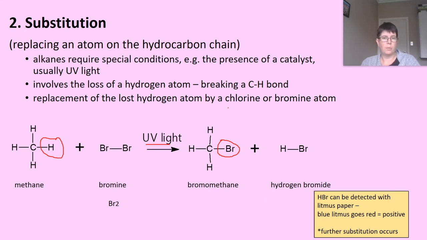and it could also happen with chlorine. So it could happen with Br2 or Cl2. And then you could carry on and replace other atoms on the molecule, so that's further substitution. A way of detecting whether this has happened is to use litmus paper, and if the blue litmus paper goes red, then that is a positive test for hydrogen bromide being made.